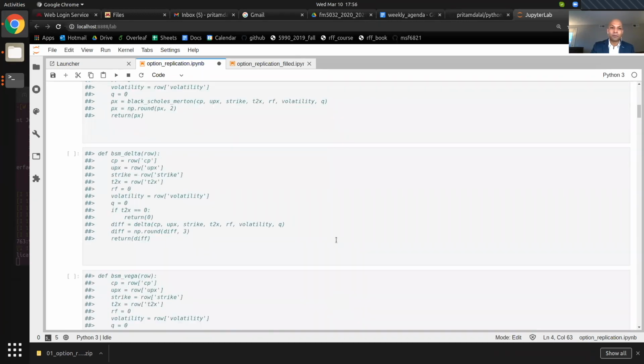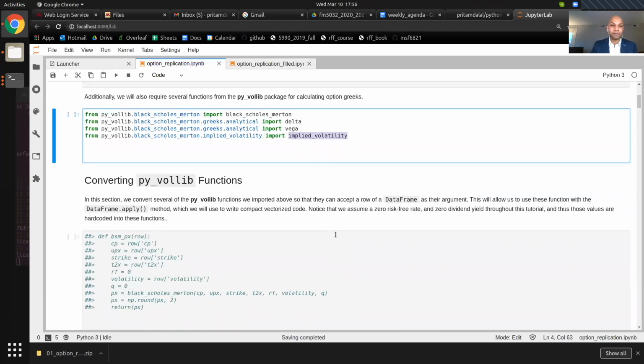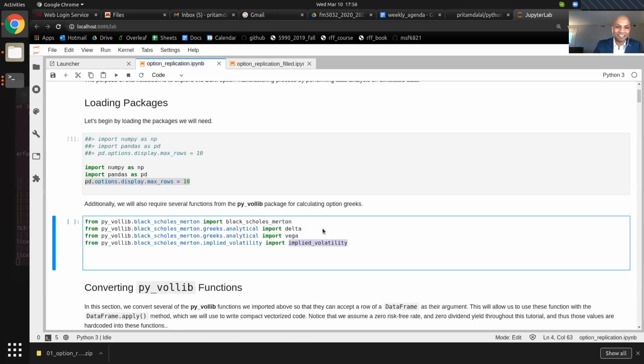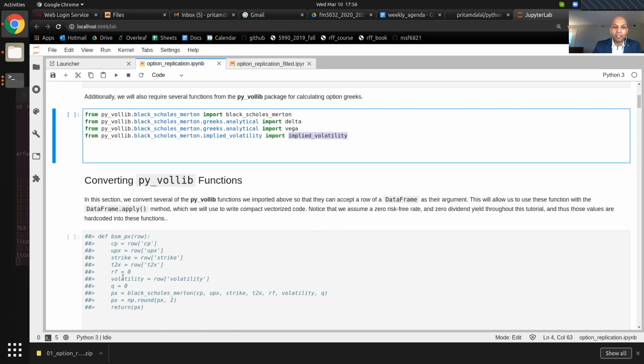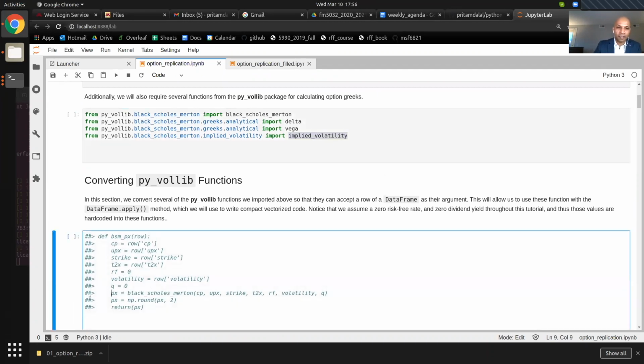All right, I'm going to break my rule about typing during this tutorial, just because there's so much code and I don't want to mess with it. So these pyvollib functions actually look like this. They take a call or put flag and individual inputs. But we want to vectorize our code and be able to use the dataframe.apply method. And so we need to convert these functions such that they can accept a row of a data frame as an argument. So that's what we're going to do here.